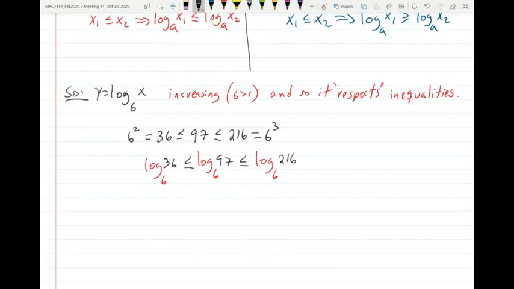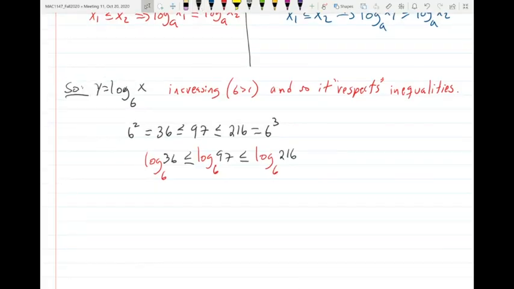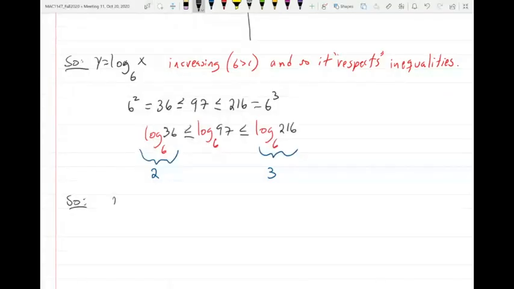And again, why do we know this? Because the log base 6 function is increasing, so it respects inequality, it doesn't flip any. And now we can calculate what is log base 6 of 36. That's equal to 2. And what is log base 6 of 216? That's equal to 3. So without too much effort, we can say that log base 6 of 97 is between 2 and 3.